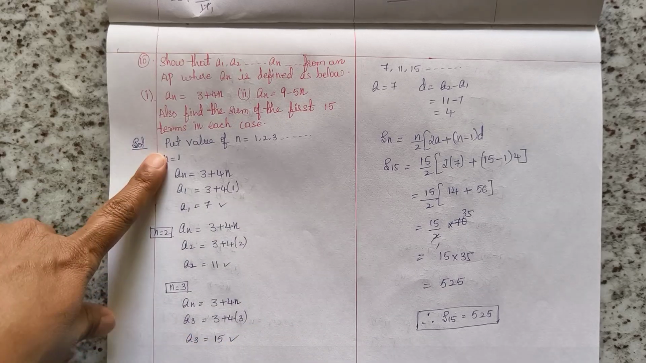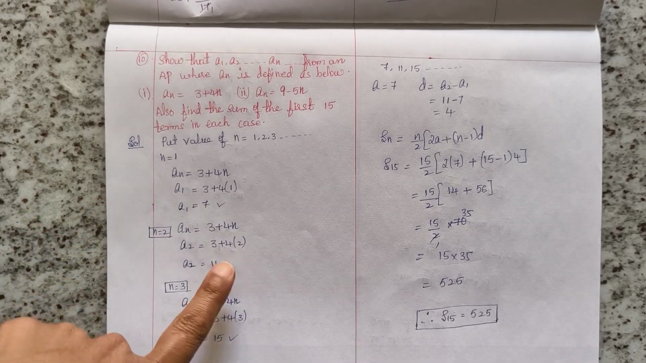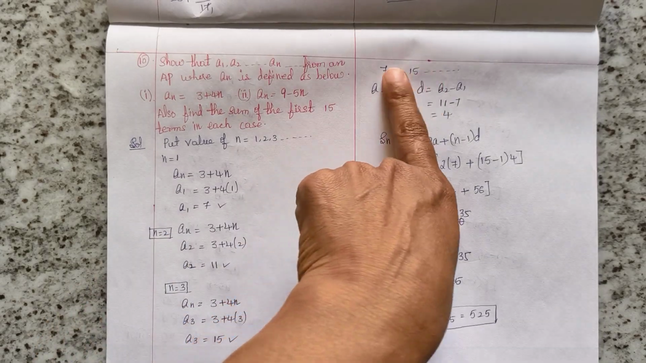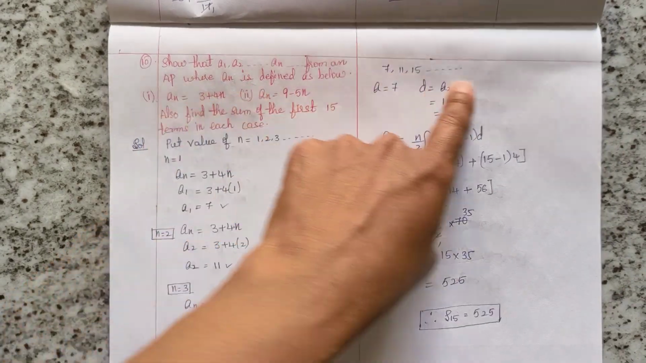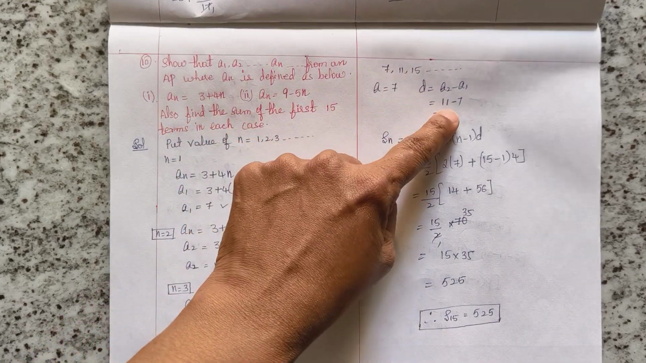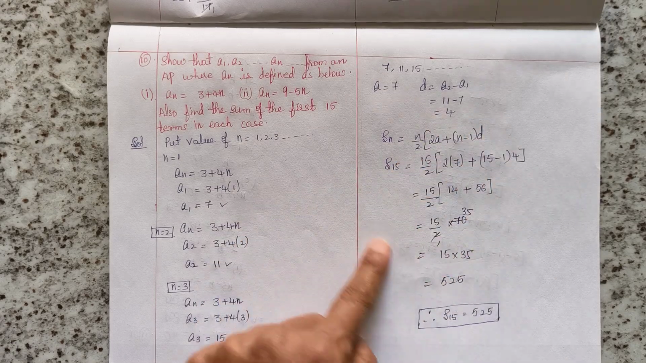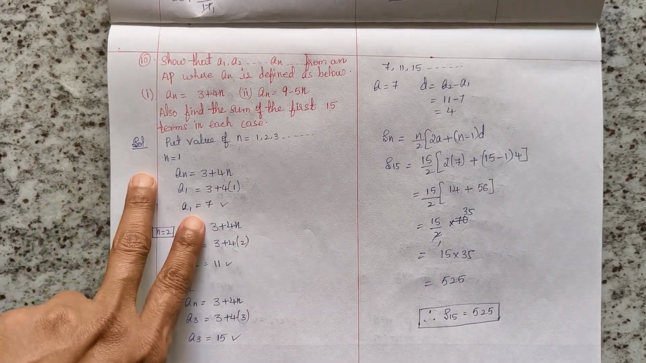First one substitute, you will get A1. 2 substitute, you will get A2. 3 substitute, you will get A3. So 7, 11, 15, this is in the AP. AP you know means A is 7, D is equal to 4. So apply the Sn formula, S15 is asked. You apply it and you will get the answer 525.